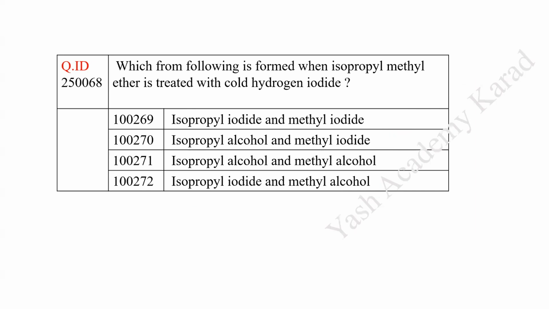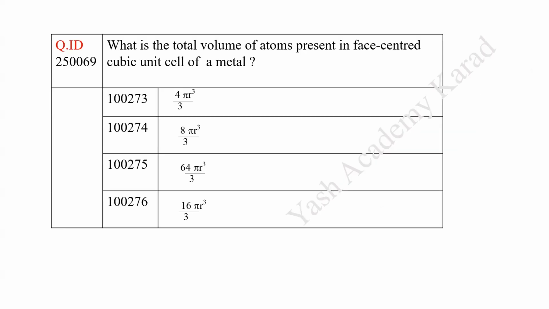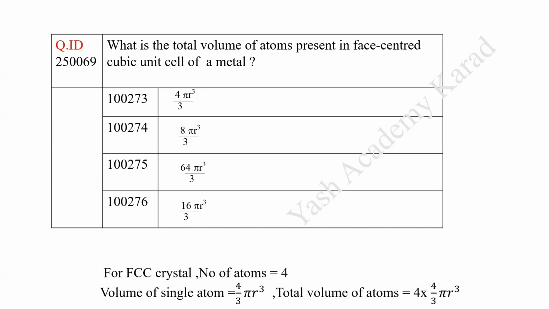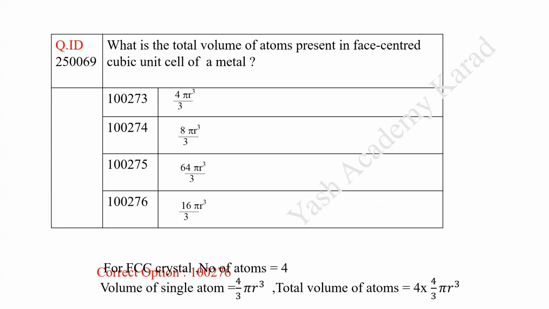Which from following is formed when isopropyl methyl ether is treated with cold hydrogen iodide? The correct answer is isopropyl alcohol and methyl iodide. What is the total volume of atoms present in face-centered cubic unit cell of a metal? So correct answer option is 16 pi r cube divided by 3.